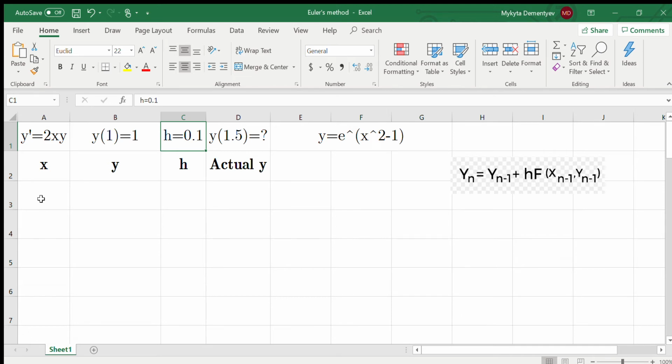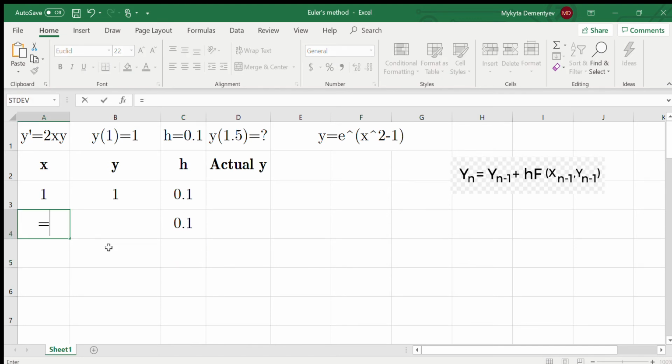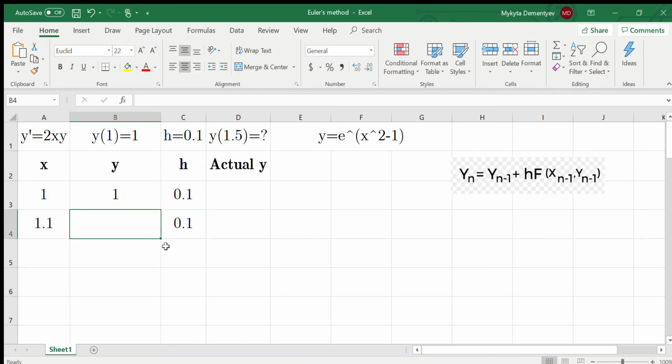So let's fill out. We have x equal to 1 and y equal to 1. We have h, our step, equal to 0.1. We know that our next h must be equal to 0.1 as well, because that's our step for x. Our next x is our previous x plus our step h, which makes sense to be 1.1. But how do we find our next value of y?